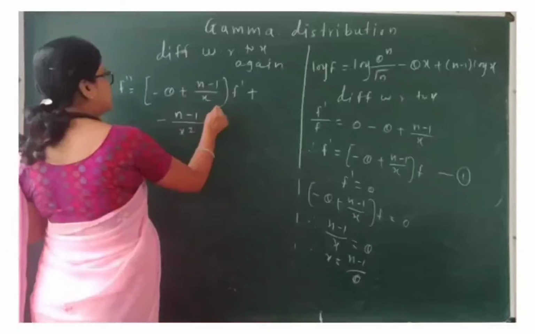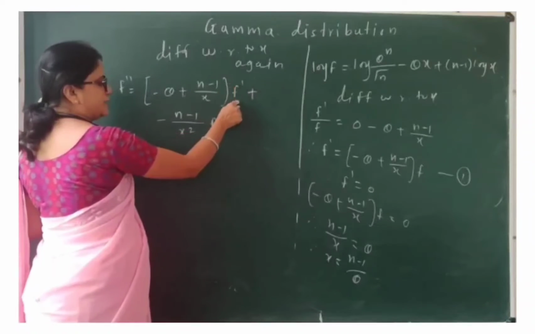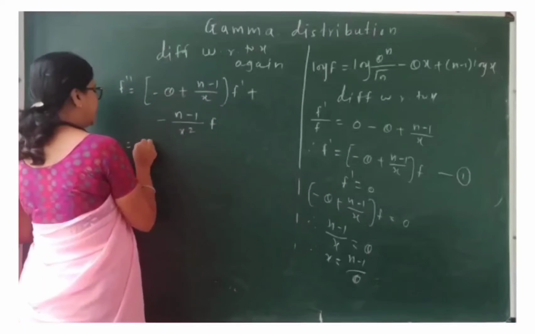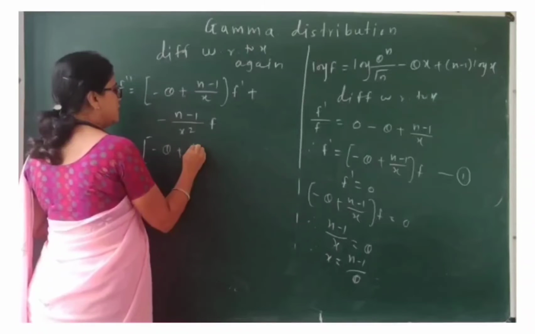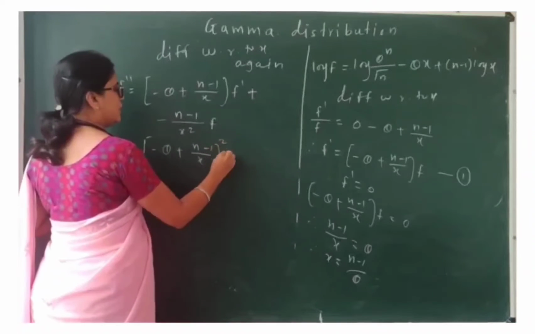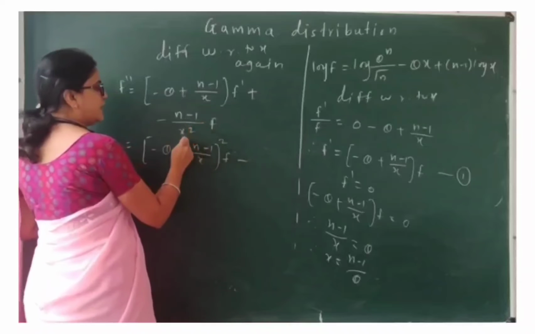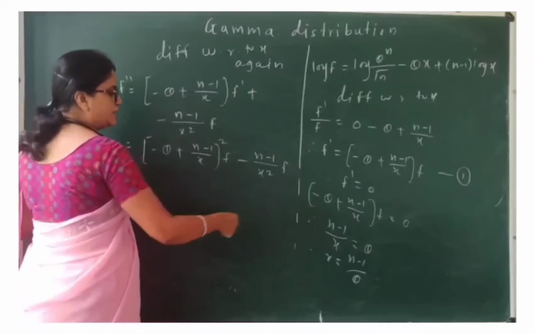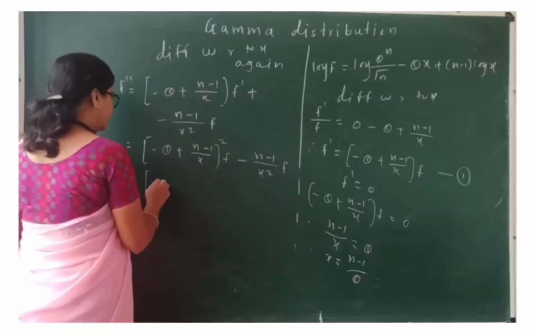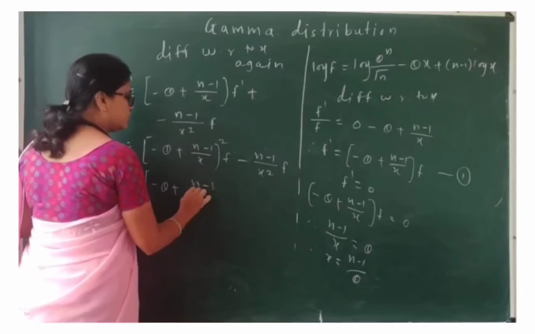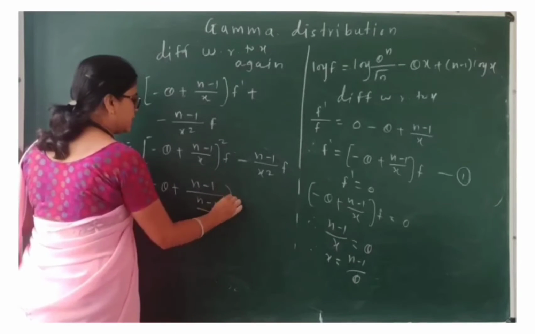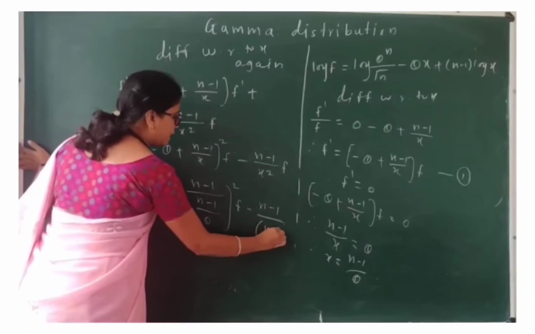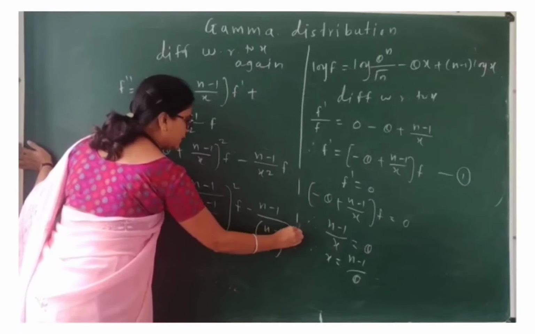Now if you observe this bracket, we can put the value of f'. If you observe both brackets, they are the same, so we can write this as (minus theta plus (n minus 1) upon x) square into f minus (n minus 1) upon x square into f. Now put the value of x as (n minus 1) divided by theta. What we get is (minus theta plus (n minus 1) divided by ((n minus 1) upon theta)) square f minus (n minus 1) divided by ((n minus 1) upon theta) square into f.